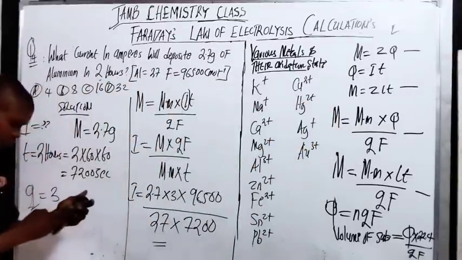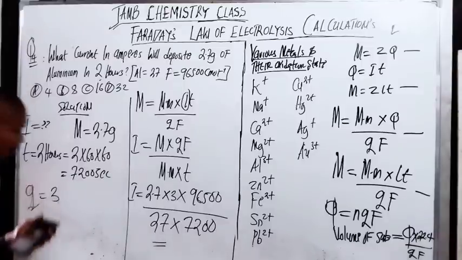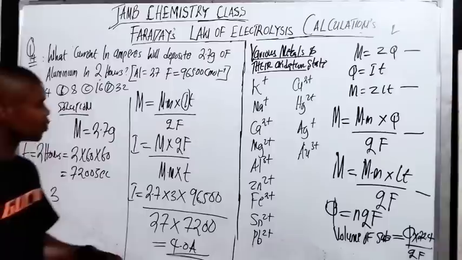So we have 2.7 times 3 times 96,500. So you have 4.0 amperes. That is the answer.